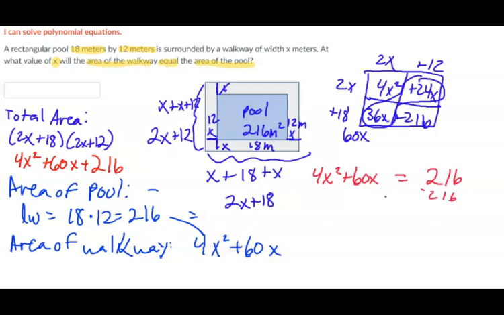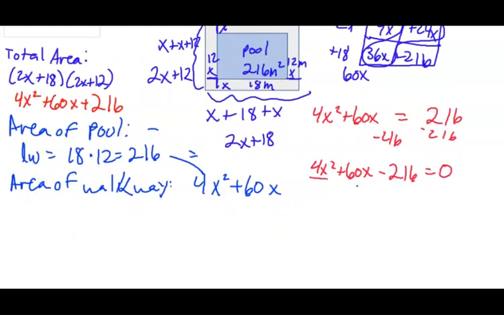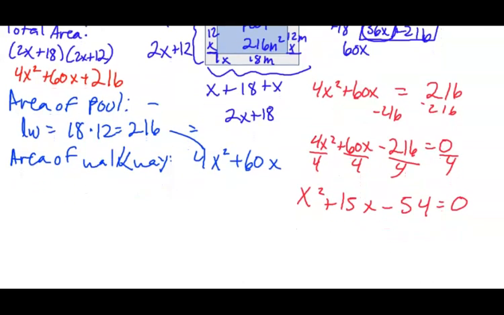Let's move everything to one side of the equation. So we have 4x squared plus 60x minus 216 equals 0. Now, it looks like you can divide 4 out of all of these terms. Okay, so then we have x squared plus 15x minus 54 equals 0. From here, we can factor this. 1, 15, and negative 54.